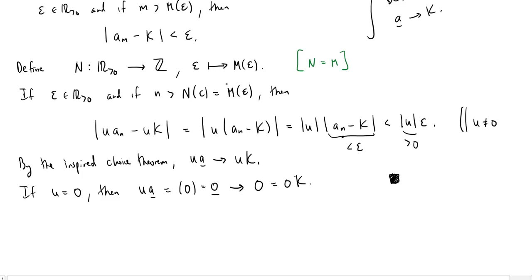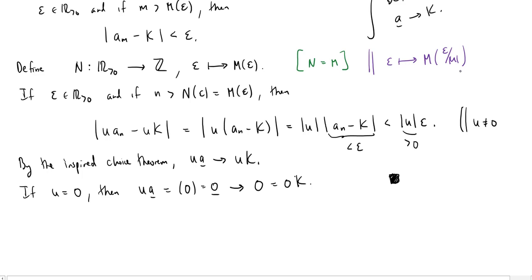All right. Now, we could have gone back and made the inspired choice if we wanted. We could have said, well, okay, what do we really need? We need to somehow get rid of this absolute value of u at the end. So instead of this being less than epsilon, I want it to be less than epsilon over the absolute value of u. So what the expert might do is, instead of defining n to send epsilon to m of epsilon, they might send epsilon to m of epsilon over the absolute value of u.